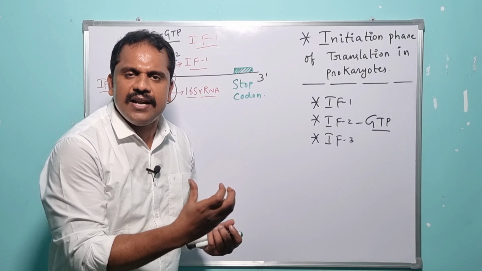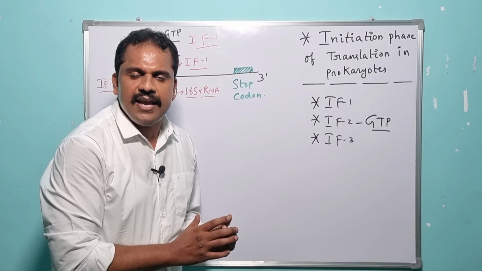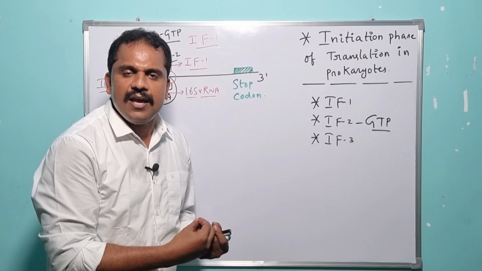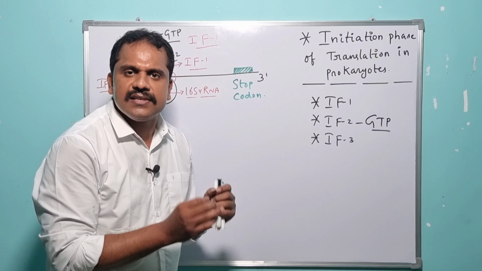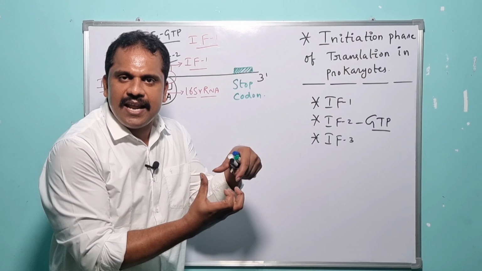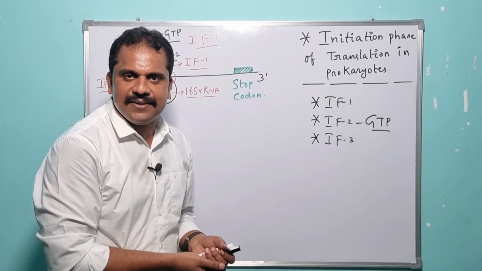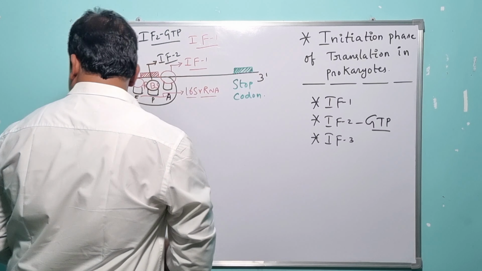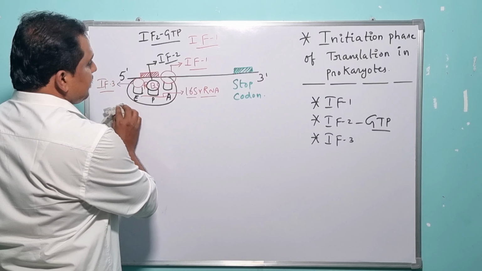So when the small subunit of the ribosome proceeds in the 5' to 3' direction, it is capable of recognizing the start codon or the initiation codon by means of a specialized mechanism, which is nothing but scanning. Scanning is an ATP dependent mechanism through which the small subunit of the ribosome is capable of recognizing the start codon or the initiation codon. Is it okay for you? So let me present it here. Let me erase the things here first.